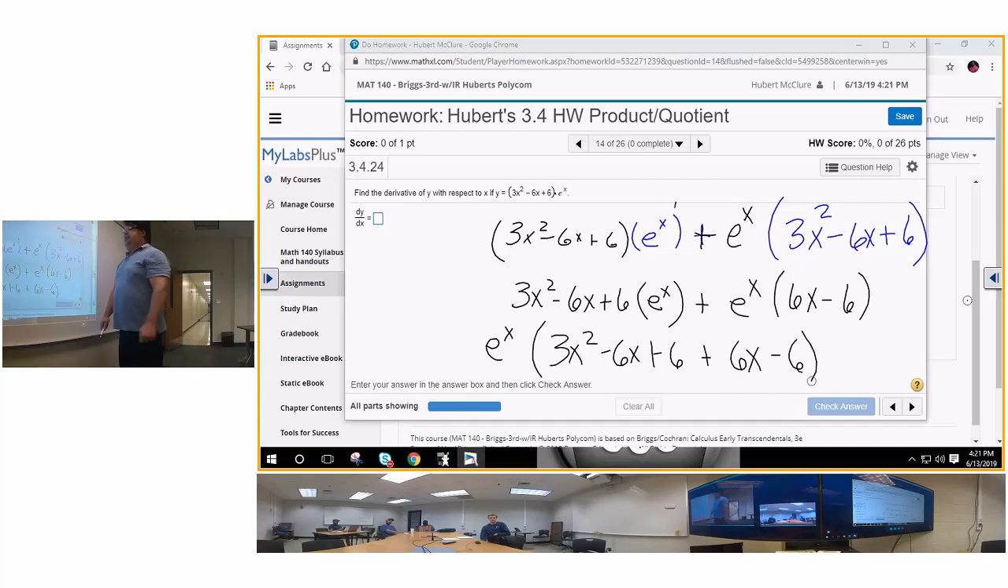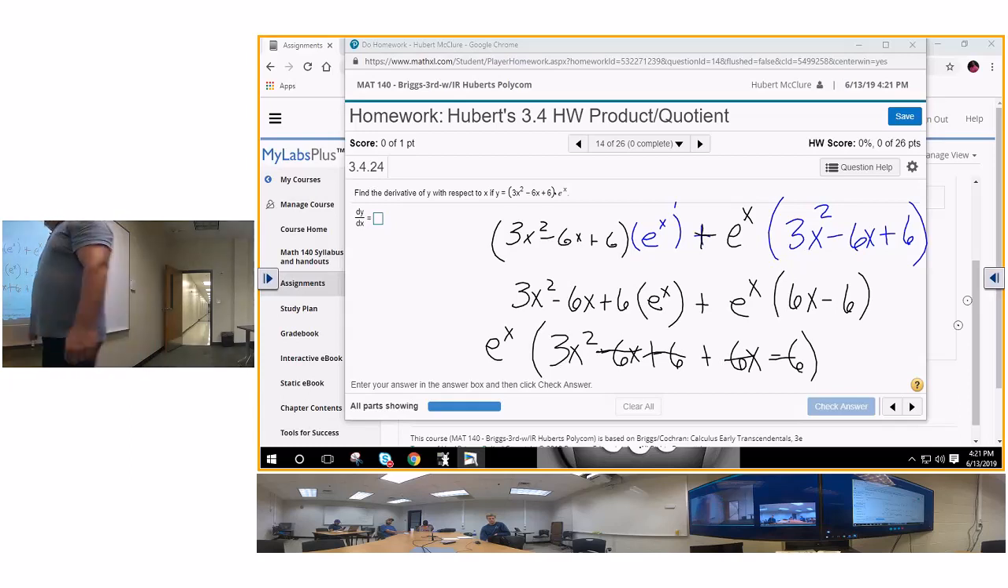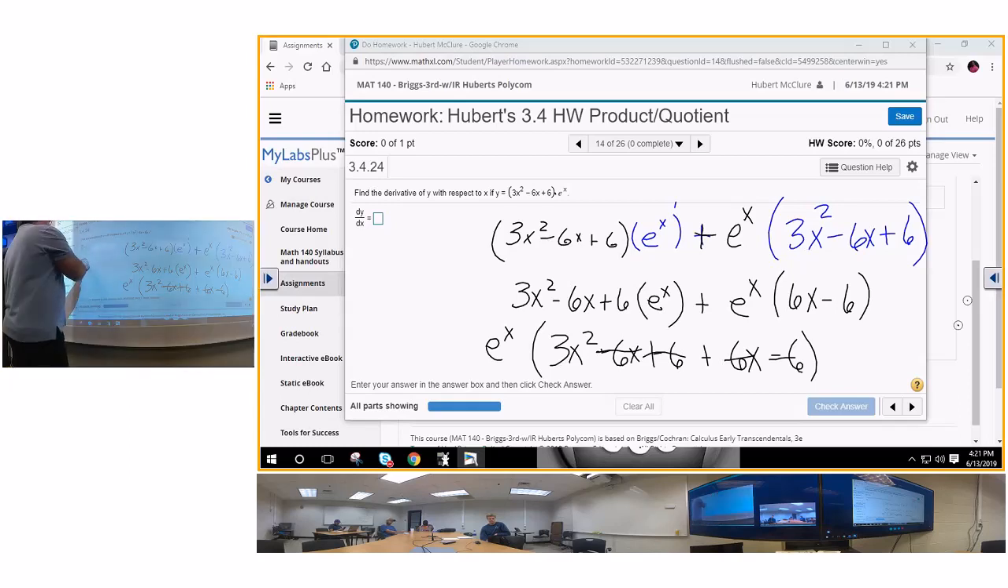And what happens to the 6x's? Oh, this is a good test question. 6 and 6. So your final answer is what? 3x squared e to the x. And you can write that as e to the x times 3x squared, or you can say 3x squared times e to the x, but I would put that in parentheses maybe.